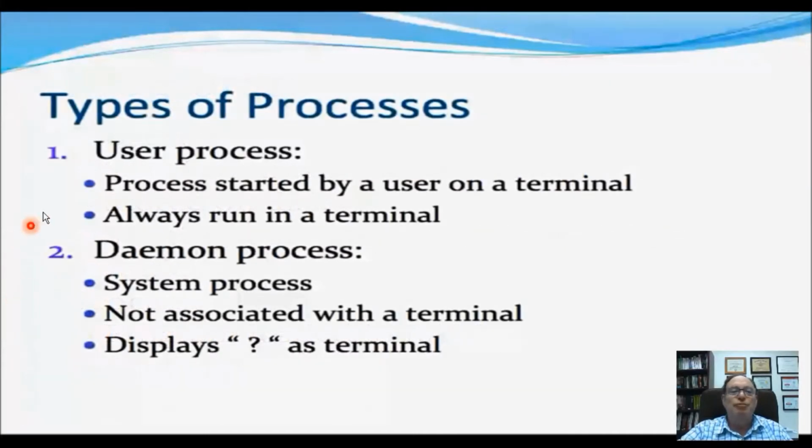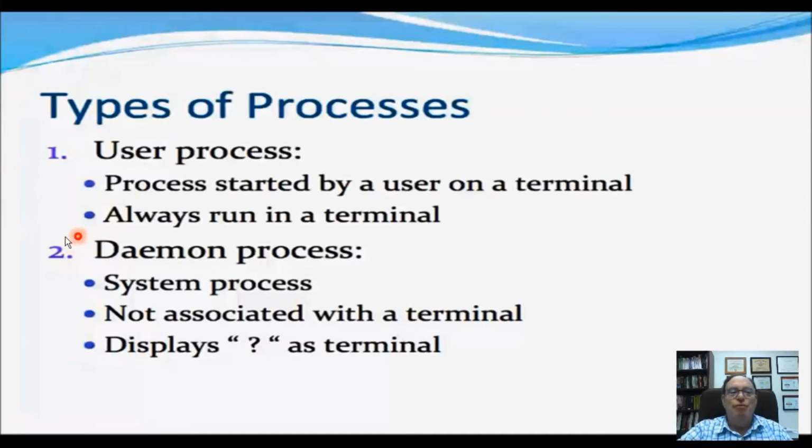There are two types of processes. The first type of process is the user process. These are processes that are started by a user on a terminal. Now, in Linux, processes are always started on a terminal. You can't really start a process using the GUI in Linux. It's always run from a terminal.